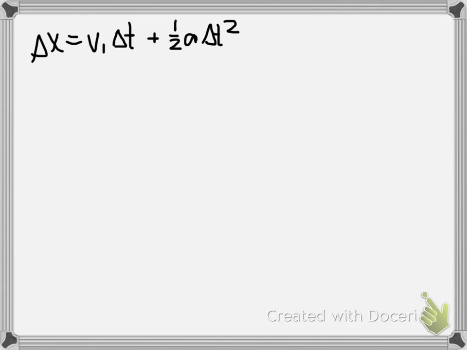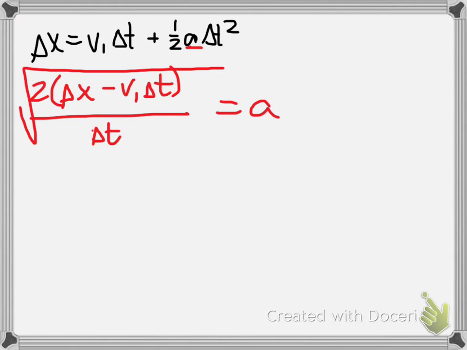So if we want to solve for acceleration, let me do a little bit of magic and do a rearrangement. I have the square root of 2 times quantity delta x minus vi delta t divided by delta t equals a. And I'm pretty sure plenty of you are already aware of whether or not the algebra on that one was good. But let's go ahead and plug in our units.